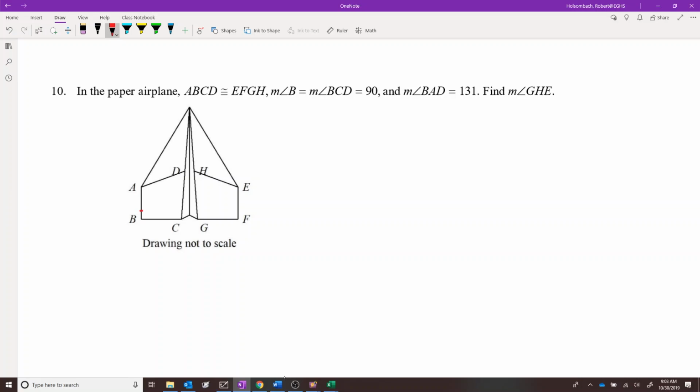So here's B. It's 90 degrees. And then BCD is 90 degrees. Those two angles are 90 degrees. BAD, this angle, is 131 degrees. Find the measure of GHE. The measure of GHE is this angle right here.